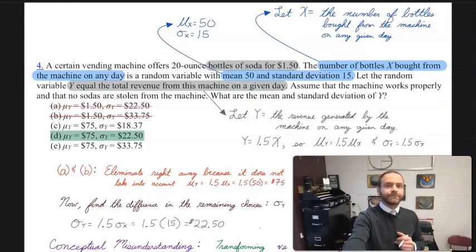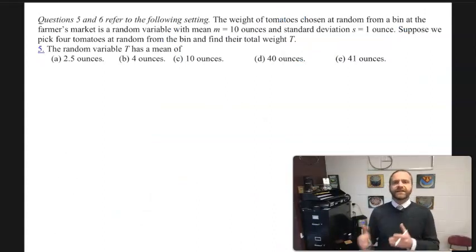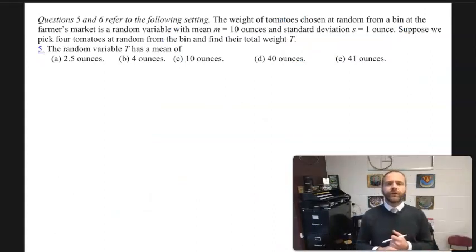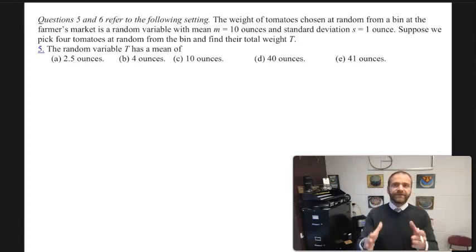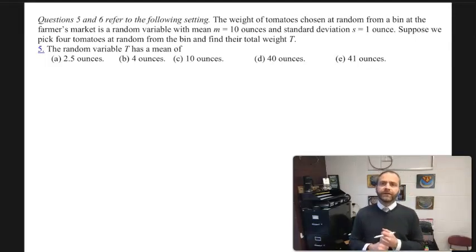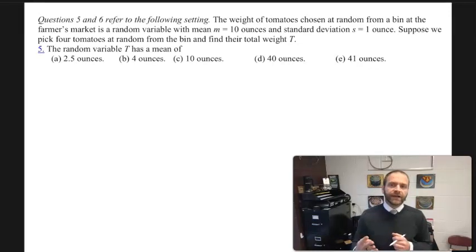Let's move on. So questions 5 and 6 both deal with this prompt. We're being told the weight of tomatoes chosen at random from a bin at the farmer's market is a random variable. So we have a random variable. The mean of that random variable is 10 ounces, and the standard deviation is 1 ounce. Suppose we pick 4 tomatoes, and we want to find the total weight T. So 4 tomatoes being picked at random, what's the total weight T?